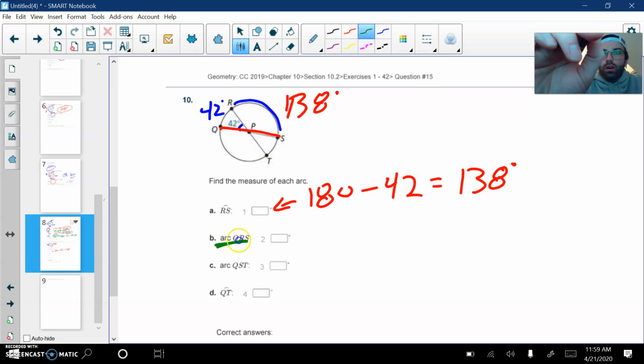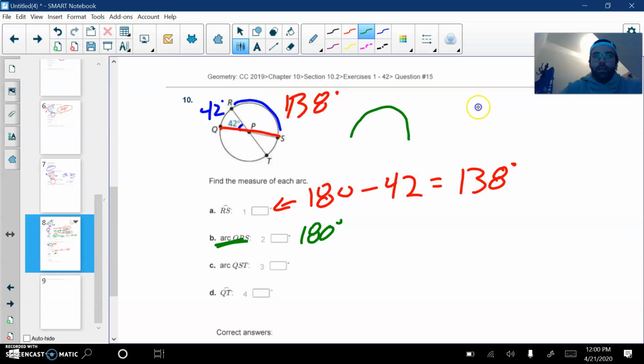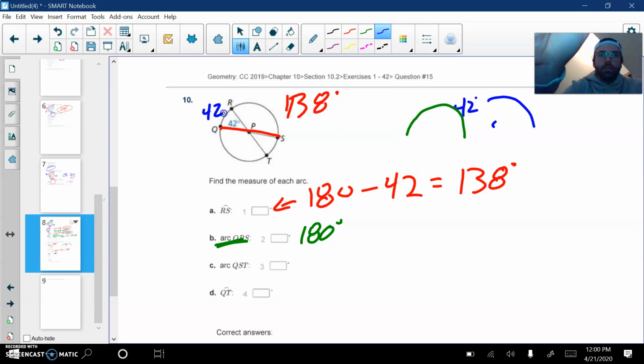It wants QRS. QRS, we already found out, is 180 degrees. QST, okay, so now I'm going to go all the way around. So I want to go QST, so I'm going to go Q to S to T. I know that this is 42 here, that this angle down here has to be 42 there.